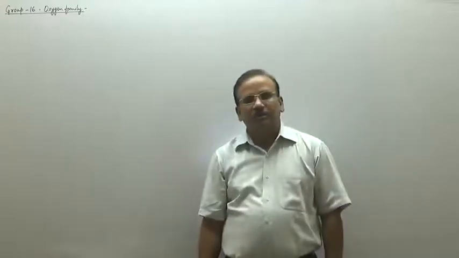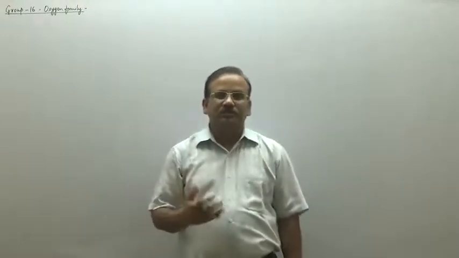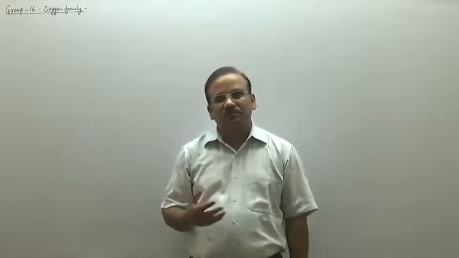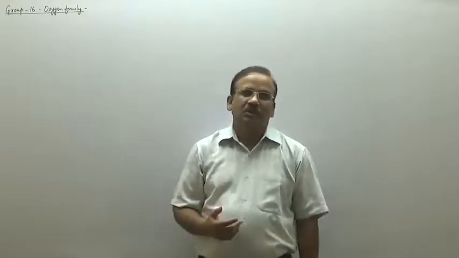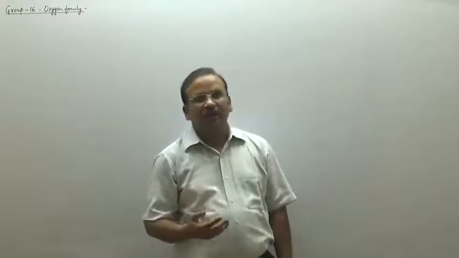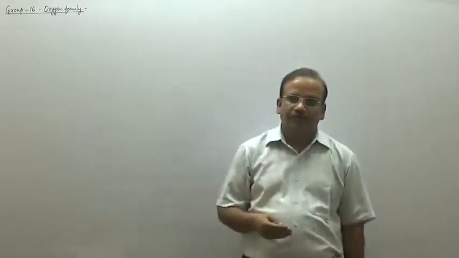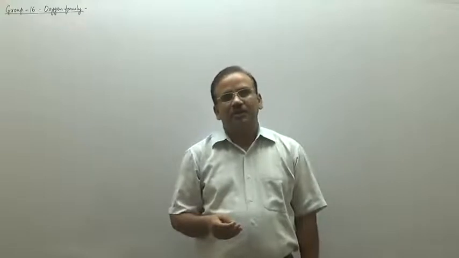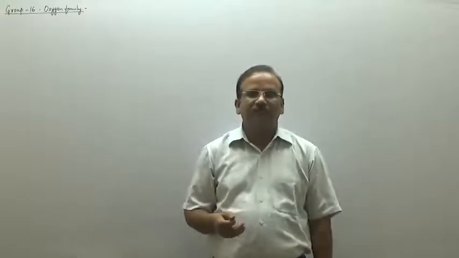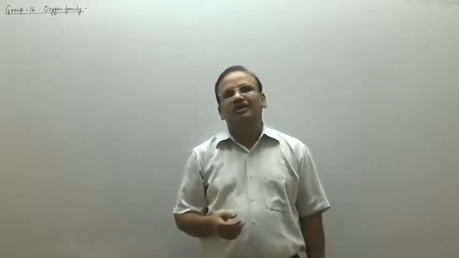So today we can start the oxygen family. It is the 16th group, we know that. The elements present in the 16th group are oxygen, sulfur, selenium, tellurium, and polonium. Polonium is radioactive, with a very short half-life of 13.8 days.